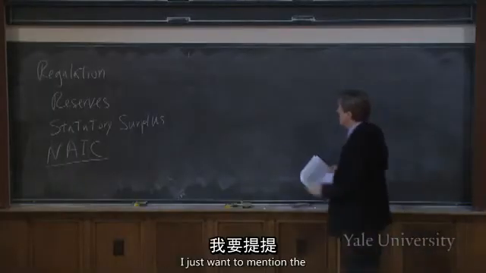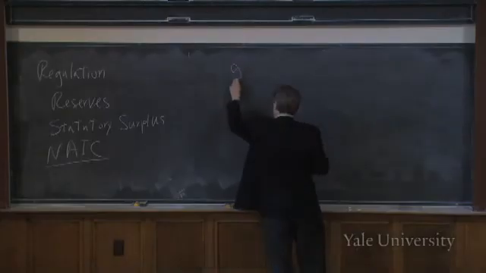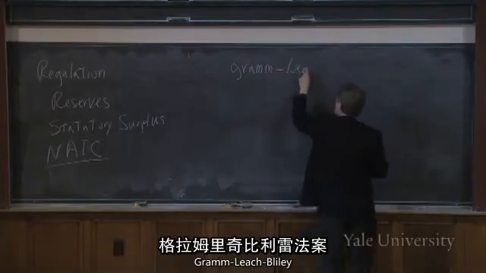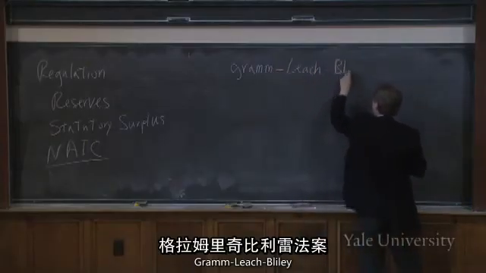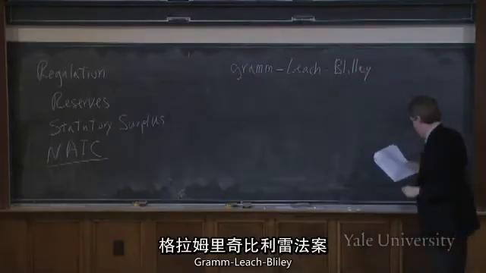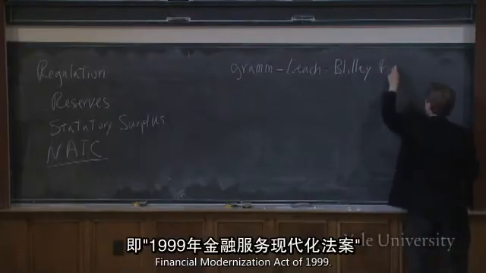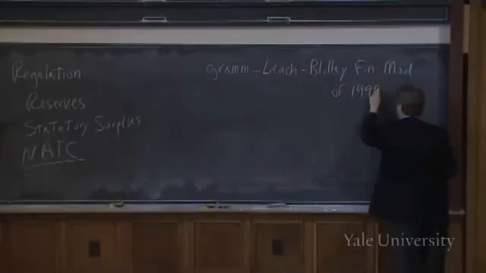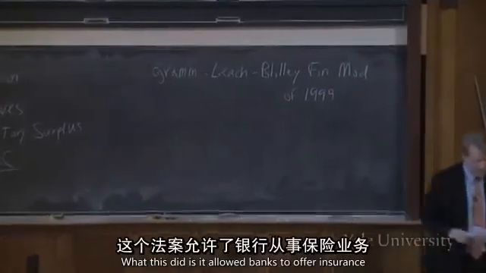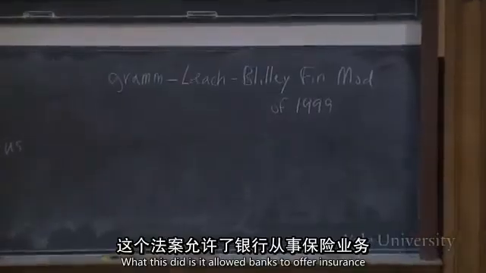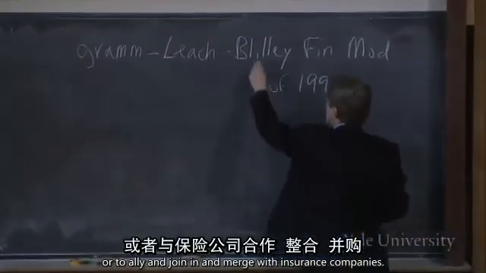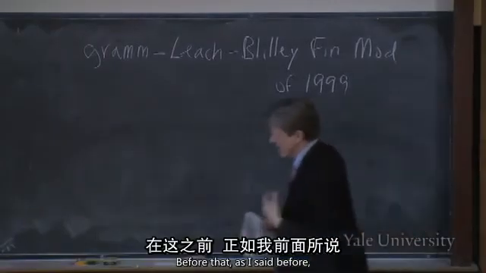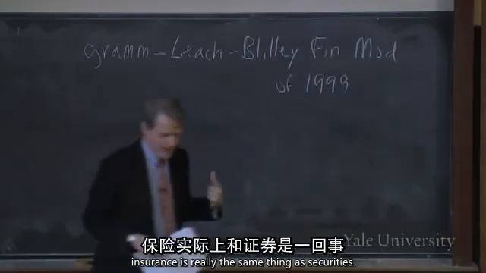But I just wanted to mention the Gramm-Leach-Bliley Financial Modernization Act of 1999. And what this did is it allowed banks to offer insurance or to ally and join in, merge with insurance companies. Before that, as I said before, insurance is really the same thing as securities.